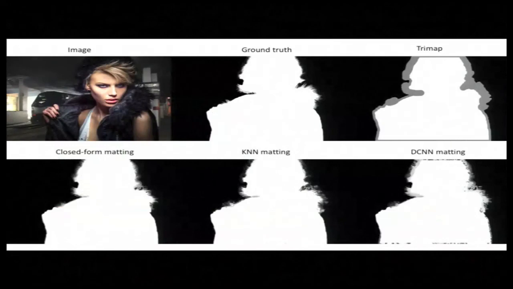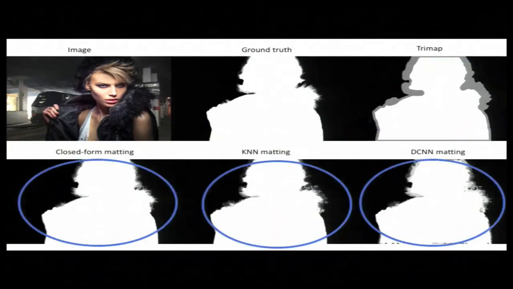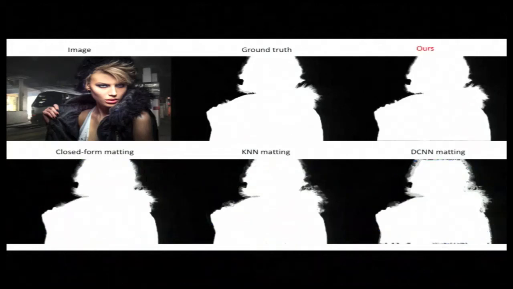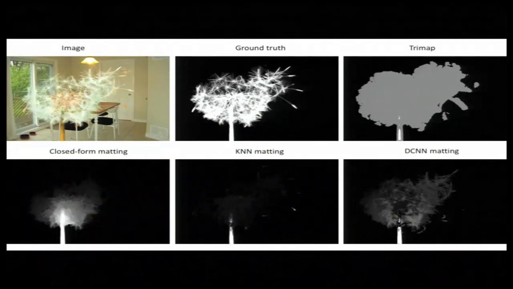Finally, I want to show some visual results. Given the image and the ground truth, I randomly dilate the ground truth into a trimap and use different methods to produce alpha estimations. In this example, the foreground and background colors have very low contrast, and previous methods have obvious blurry errors. And here is our result. It produced much sharper and more accurate alpha estimations. In this case, the trimap has a very large unknown region, and it's very difficult for previous methods to sample useful information, and therefore they all fail.